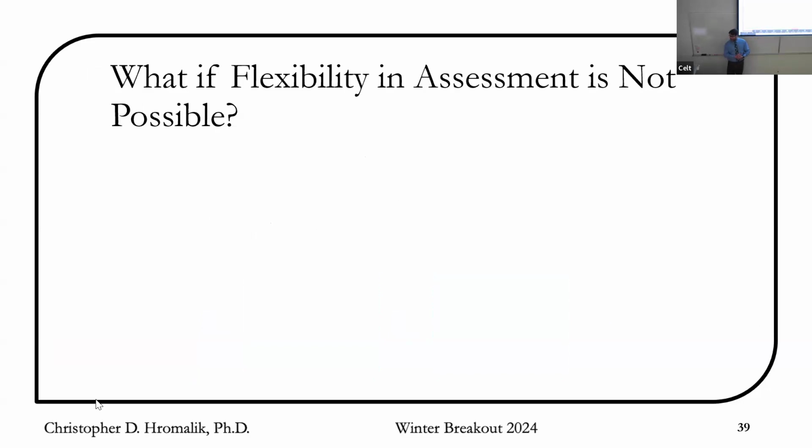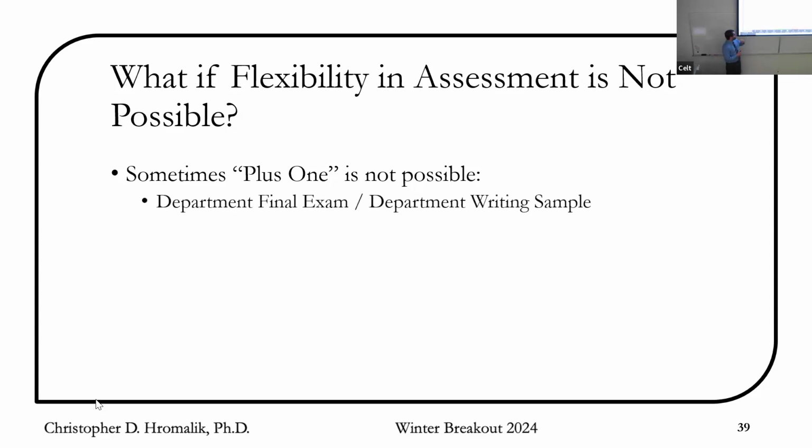The question I typically get on slide 39 is: what if flexibility in assessment just isn't possible? And this idea of plus one, Thomas Tobin, his mantra is plus one. He says to consider thinking plus one. And it's a great way to think about it. How can I have that plus one, that extra, whether it's a different way of presenting information or a different way students can complete the assignment? But Tobin has said this, and I'd also say from my experience, plus one sometimes just is impossible.